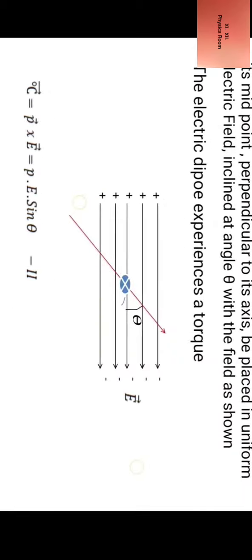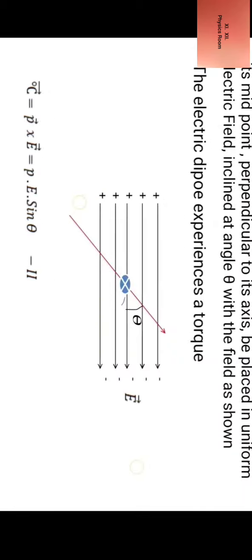Then the electric dipole experiences a torque. What happens then? Electric dipole experiences a torque tau equal to P cross E, or equal to mod P mod E sin theta. Let us mark it as equation number 2.